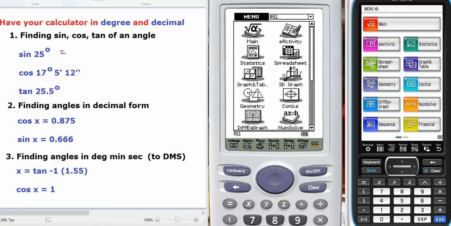This is for Year 10 General Pathway, and it's a little revision using your calculator for finding angles and side lengths and ratios in trigonometry. First off, have your calculator in degrees or decimals.